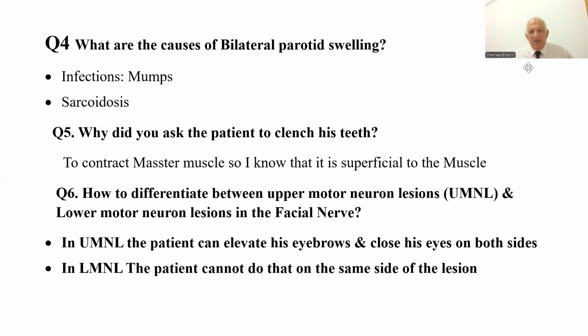Usually he asks you, why do you ask the patient to clench his teeth to contract the masseter muscle? Because the parotid gland is superficial to the muscle. How to differentiate between upper and lower motor neuron lesions? In upper, the patient can elevate the eyebrow and close his eye on both sides, but in lower, he can't on the same side. Again, the common cause for lower motor neuron lesion is damage of the facial nerve due to surgery or due to tumor in the parotid gland.